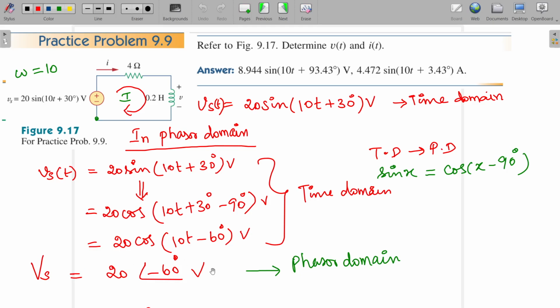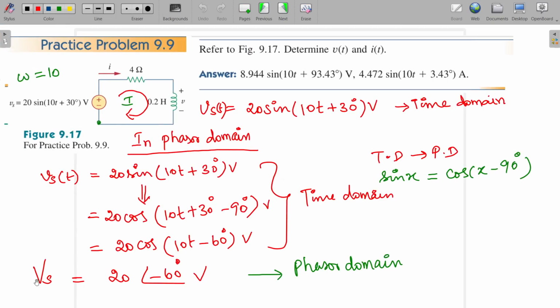Okay, and now this time domain representation can be converted into the phasor domain. In time domain it is written in small letter v, but here you write capital V. So capital Vs is equal to the magnitude 20 with the angle −60° in volts. So this is the phasor domain representation.